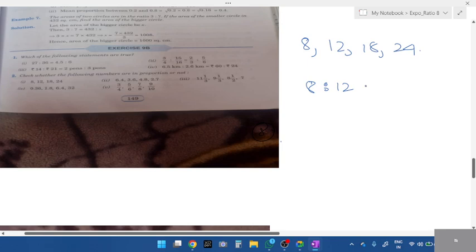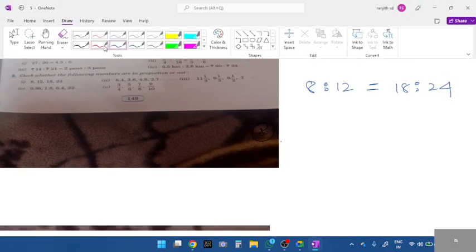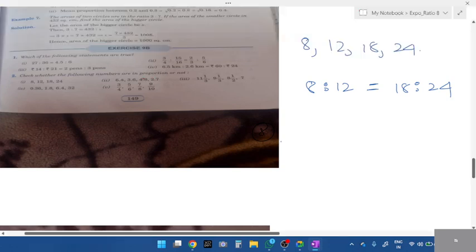8 is to 12 is equal to 18 is to 24. Then what's the next step? You have to check whether they are proportionate or not. How do you check whether they are proportionate or not? 8 divided by 12 is equal to 18 divided by 24. Check, reduce it. 4 twos are 8, 4 threes are 12.